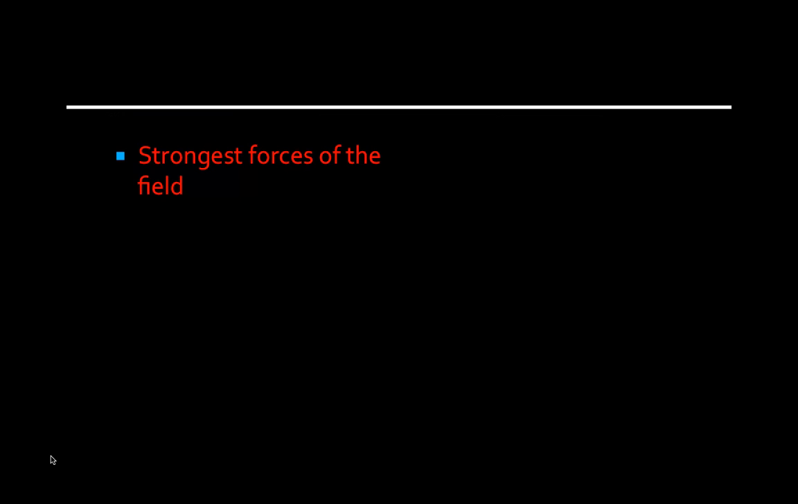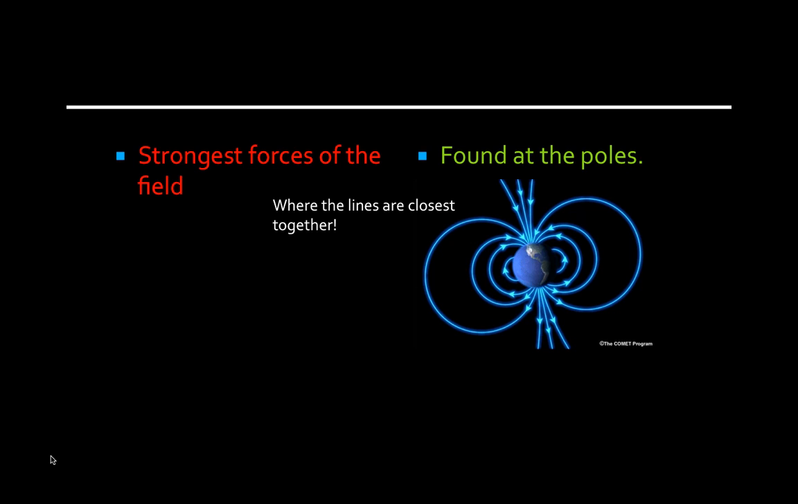Where are the strongest forces of the Earth's magnetic field? They're found at the poles, both the north and the south poles of the Earth. This is where the lines are closest together. The lines are just drawn to represent the magnetic field. They are invisible, but the force is very much present.